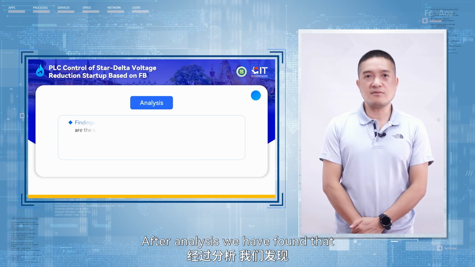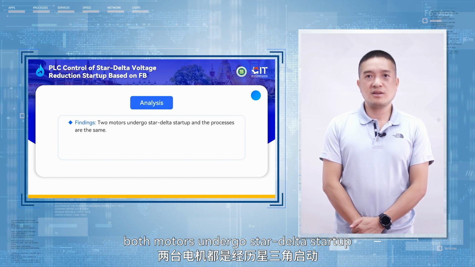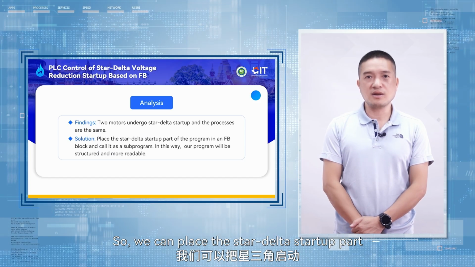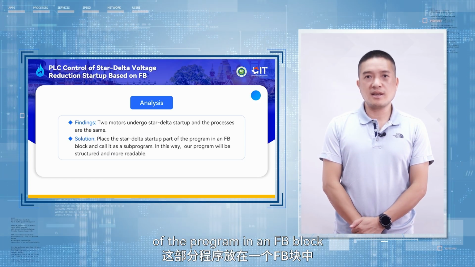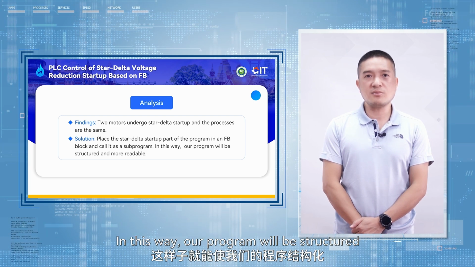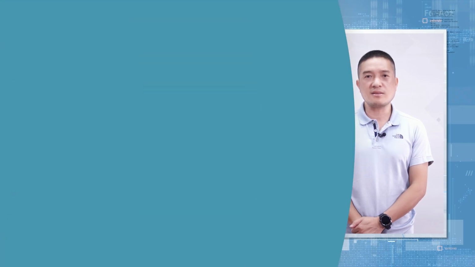After analysis, we have found that both motors undergo star-delta startup, and the processes are the same. So, we can place the star-delta startup part of the program in an FB block and call it as a subprogram. In this way, our program will be structured and more readable.